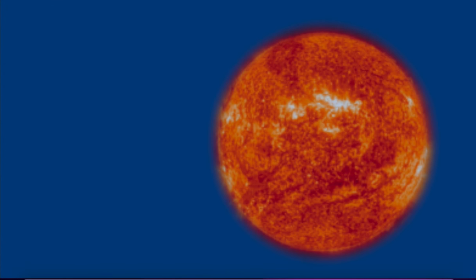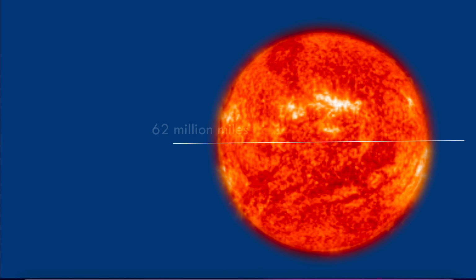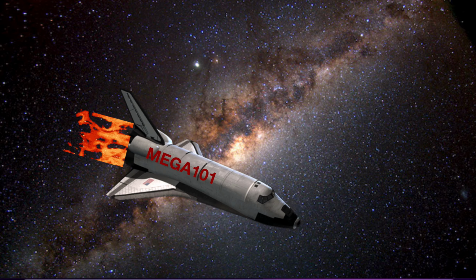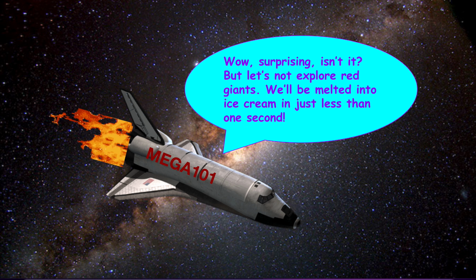They measure from 62 million up to 620 million miles in diameter, 100 to 1,000 times wider than our sun. They even have a surface temperature of 5,000 Kelvin. Wow, surprising, isn't it? But let's not explore red giants. We'll be melted into ice cream in less than 1 second.